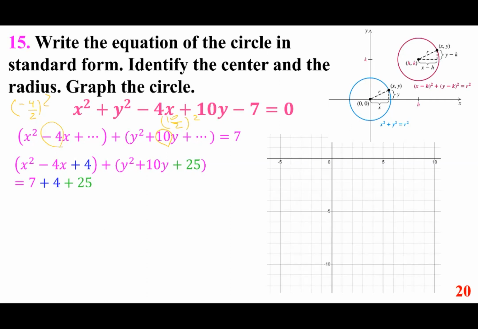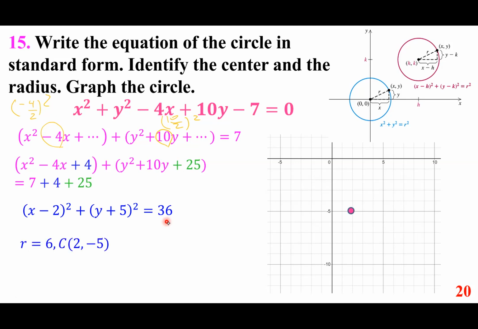So when we add them to both sides, the left side becomes (x minus 2) squared plus (y plus 5) squared. And the right side is 36, or r squared. Therefore, this circle is located at (2, -5), with the radius being square root of 36, which makes it 6.